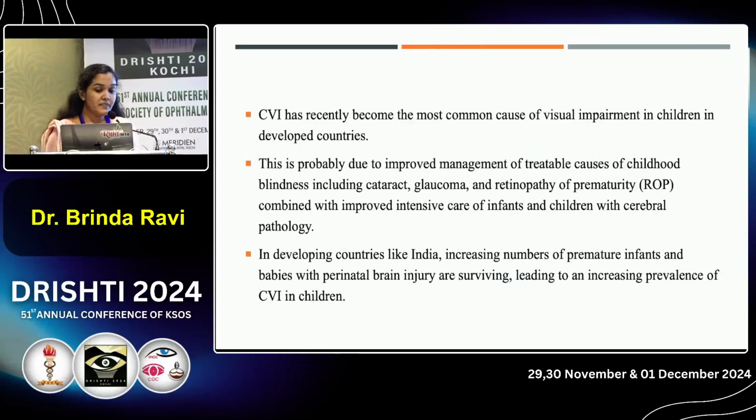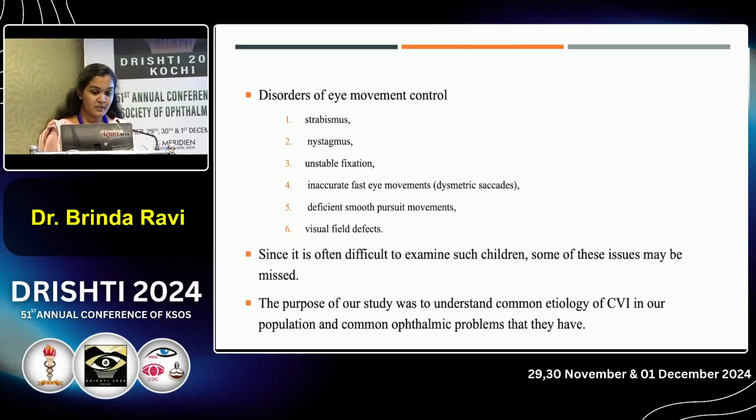Recently, CVI has become the most common cause of visual impairment in children in developed countries. This is probably due to improved management of the treatable causes of childhood blindness like cataract, glaucoma, retinopathy of prematurity, and improved intensive care of infants and children. In India also, the prevalence of these children is increasing because of improved perinatal care.